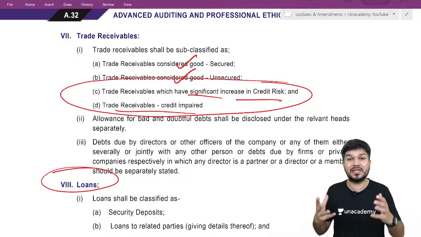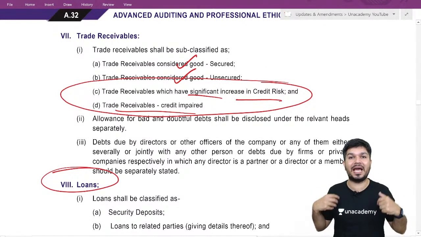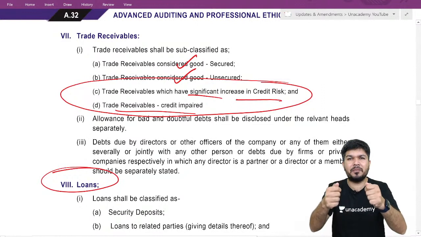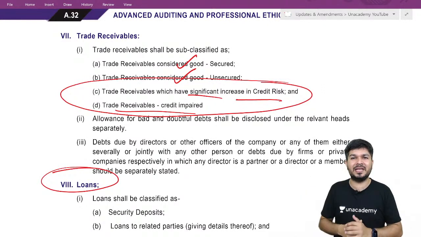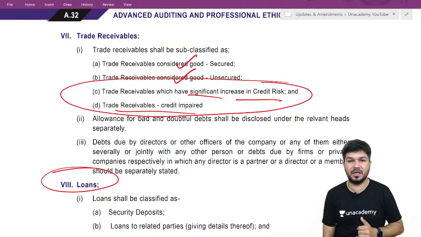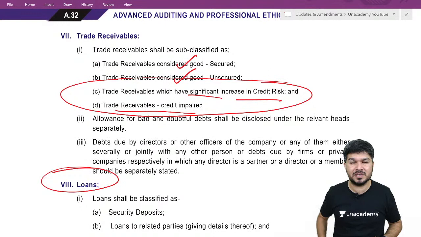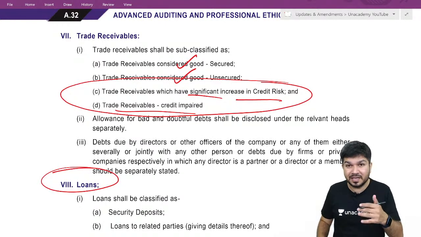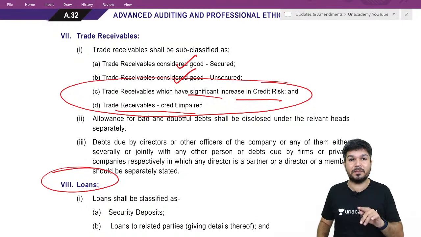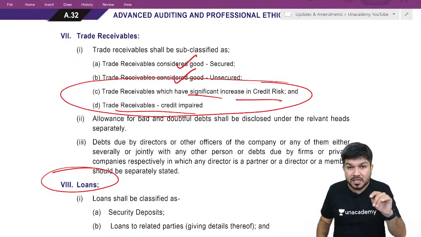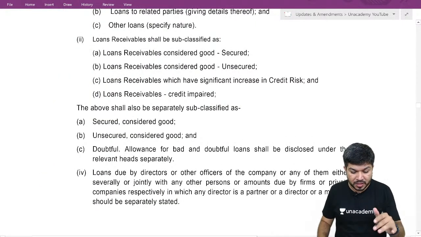Advances: I've given an advance, I don't have a right to receive cash. I give advance for purchase of goods, I'll be getting goods. I give advance for some expenses, I'll be getting some services. The advances don't come under your financial asset. The advances will be a part of other current asset or other non-current asset. Repeat, advances will be part of other current asset or other non-current asset. This is only loans.